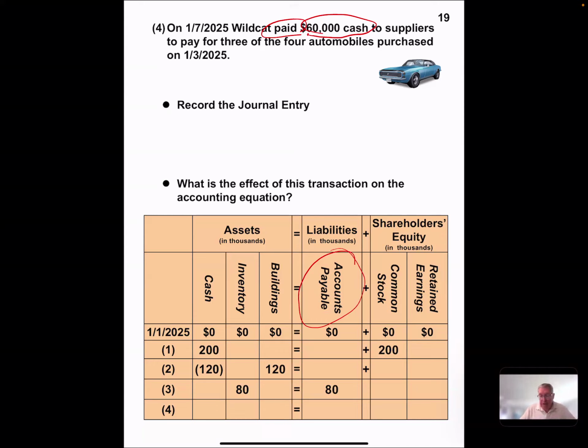So in the previous transaction, we increased accounts payable to show that we owed $80,000. Now we're paying off some of that. We're decreasing accounts payable. How do we decrease an accounts payable? Well, accounts payable is a liability. It's on the right-hand side of the accounting equation. Okay. To decrease liabilities or equity accounts, we debit them. So we would record a debit to accounts payable of 60 and a credit to cash of 60.